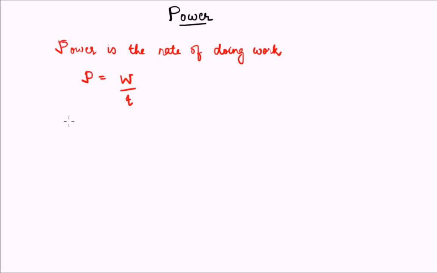Power is a scalar quantity. This means that power does not have a direction. It is not a vector. It just has a magnitude. In fact, in my previous lecture, I missed out on saying that work is also a scalar quantity. Therefore, work has no direction. Work is a scalar quantity, so is power.